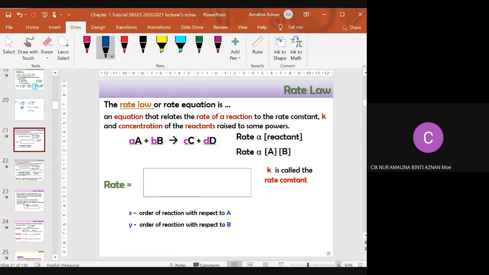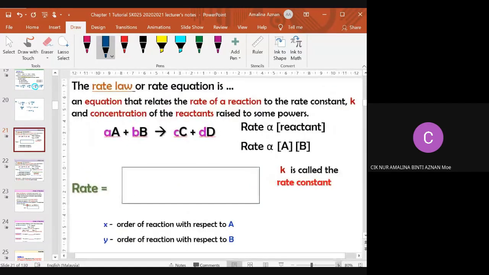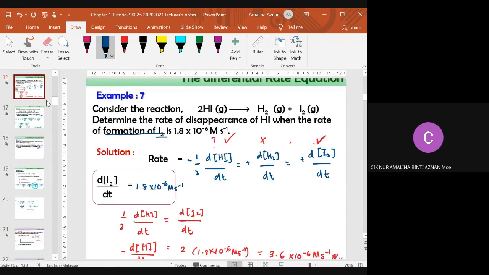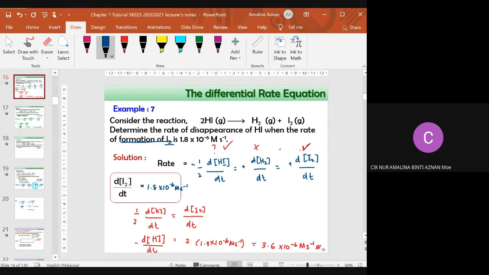Okay, so we will continue with rate law. Before this, you already learned about the differential rate equation. That is what we write in the form of change of concentration divided by change of time, or over a period of time, and this is called the differential rate equation.